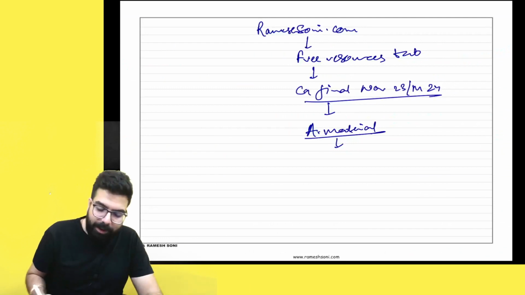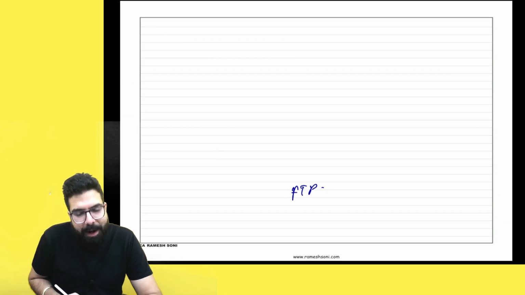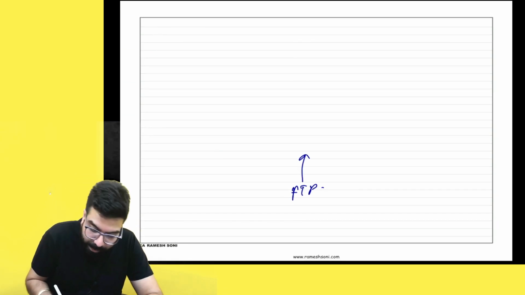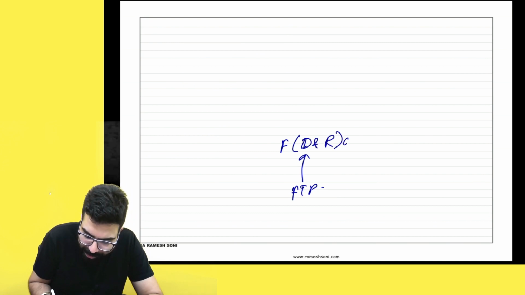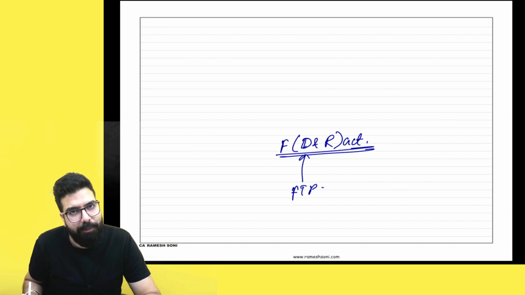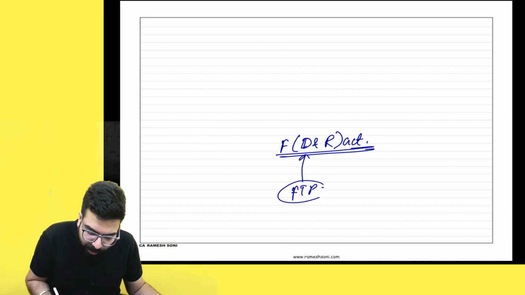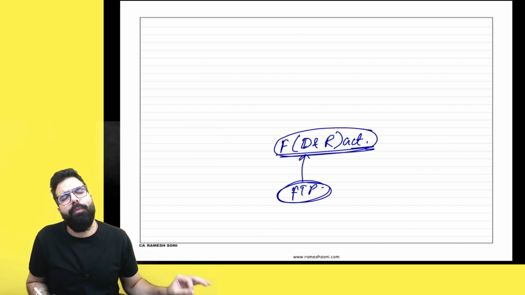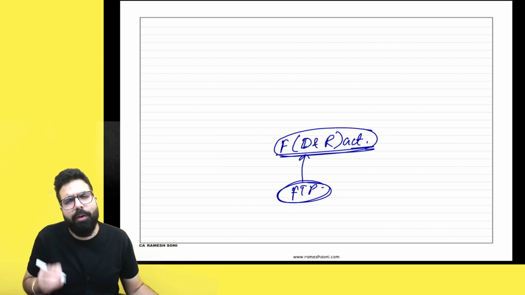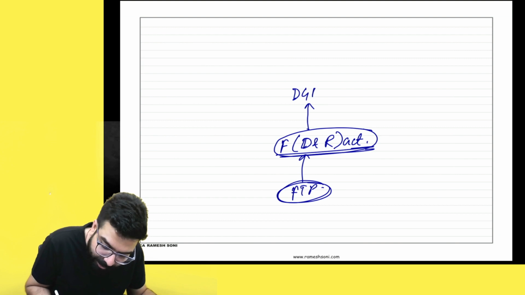Now remember one thing, this foreign trade policy is always made under an act. What is the act? The act is the Foreign Trade Development and Regulation Act. Sir, who makes this foreign trade policy under the Foreign Trade Development and Regulation Act? Sir, this policy is made by the Director General of Foreign Trade.